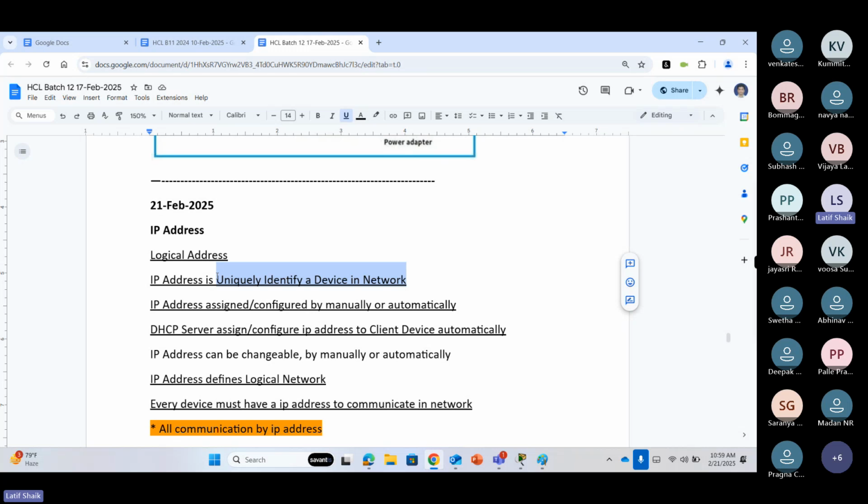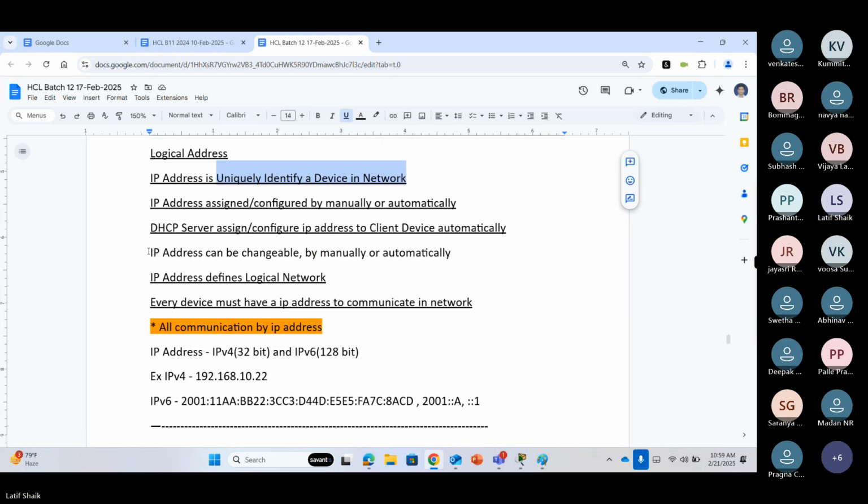Whereas with a DHCP server, this DHCP server can be a Windows server or Linux server, or you can use your Wi-Fi router. Yesterday we saw how the Wi-Fi router assigns an IP address. So we can use a Wi-Fi router as a DHCP server to configure an IP address on your client device automatically. I came here in the morning and got an IP address from my office DHCP server. I came back to my home in the evening, opened my laptop, and got another IP address from my Wi-Fi router. IP addresses can be changeable, right?